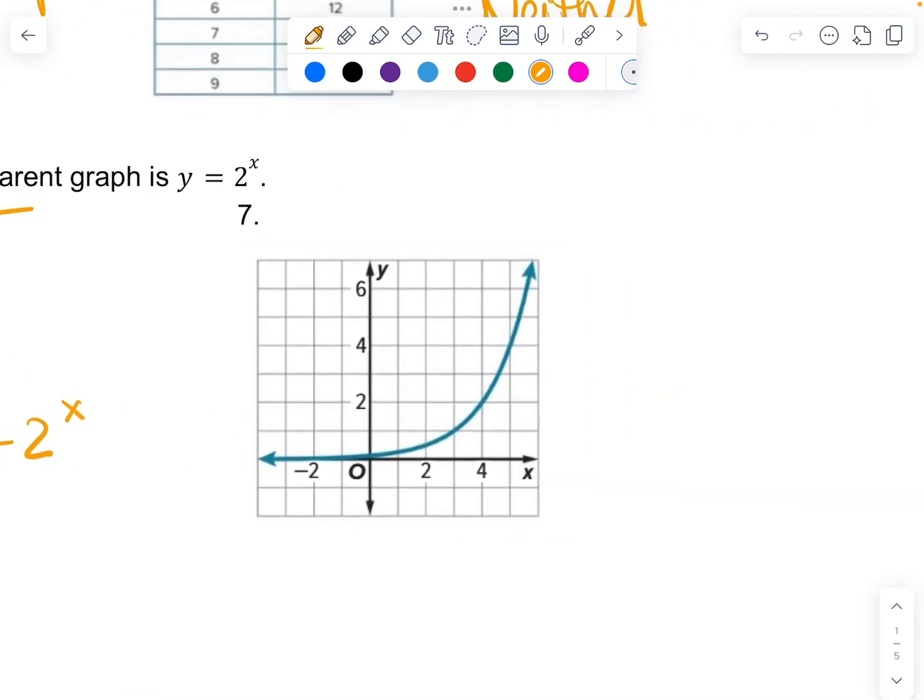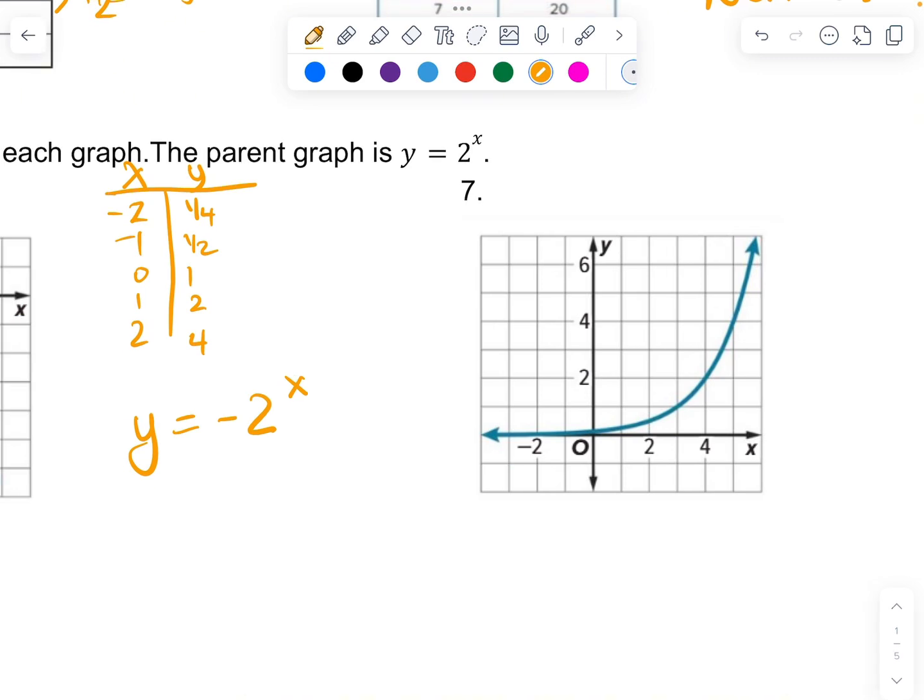This one, we're using the same parent graph. 2 goes in, we'll get 4. Okay. Oops, I missed the point. We'll put it over here. Okay, guys. I didn't mean that.